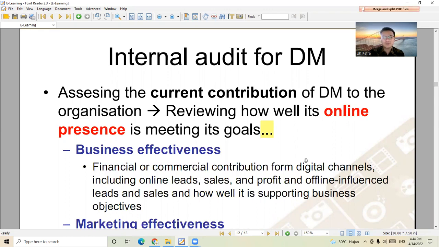How do we know that digital marketing can contribute to the companies? One way is to check your revenues, whether after you conduct digital marketing, the revenues are increasing or not. That's the easiest part, but it should be more than that. That's why we have to do a more thorough check, using the internal audit.